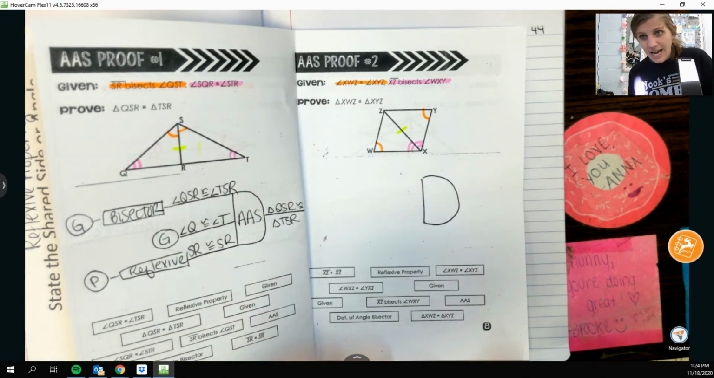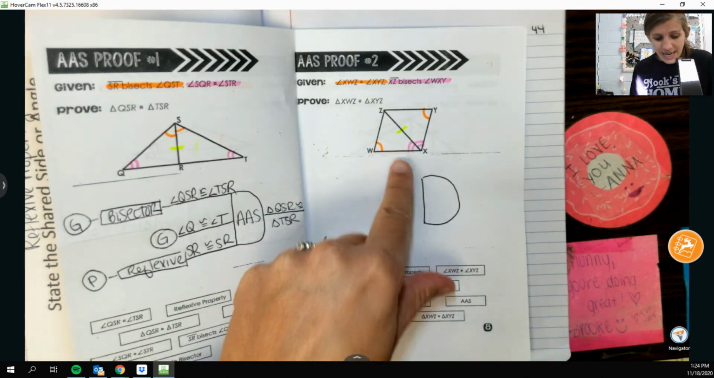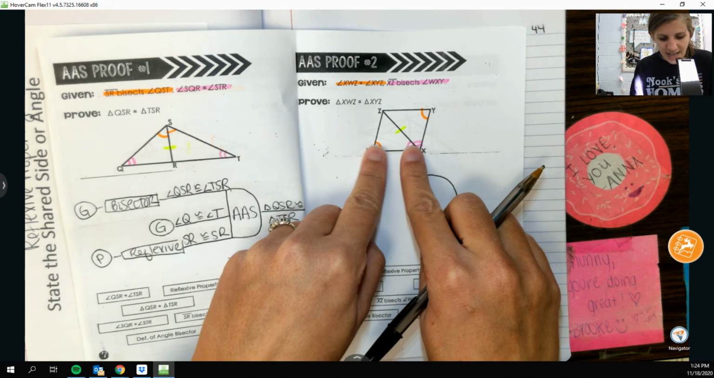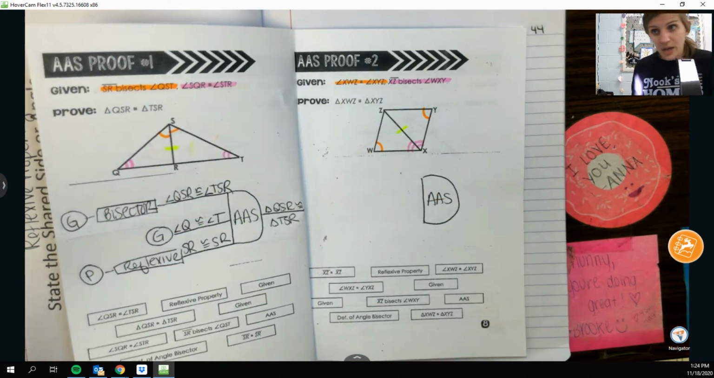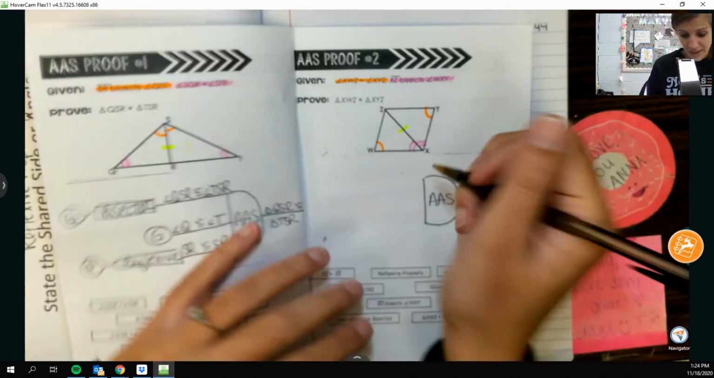Angle, side. Again, not angle, side, angle, because that side is not in between the two angles that I have. That is not the one that's marked. So that's why we call it angle, side. Or side, angle if you really want.